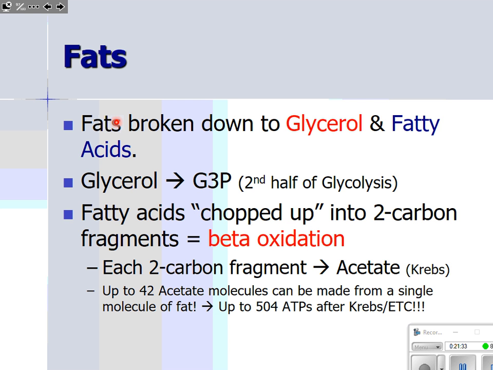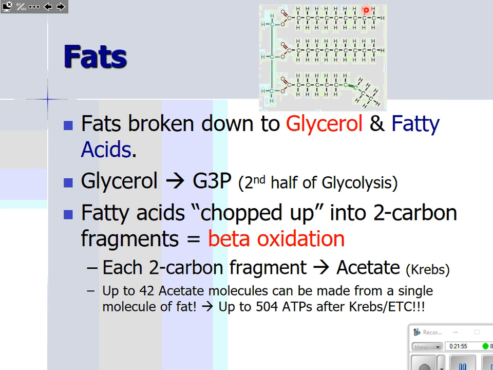So what do you get when you break down fat? Well, fat is a triglyceride. So I should have put a picture of a triglyceride on here. I didn't even think about it. Actually, I'm going to pause it and I'm going to put a picture on here. Okay, so I'm back now. Look, magic. There it is.